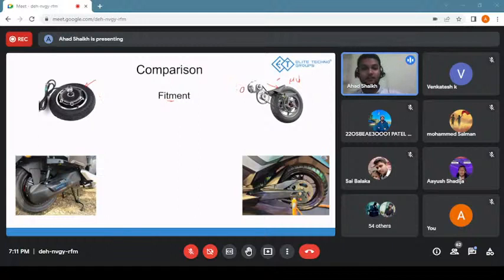So, what are your takes on this? May I know your opinion in terms of fitment only? We will talk about other parameters later on.